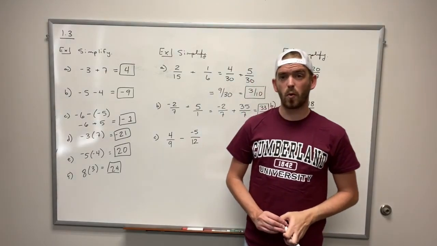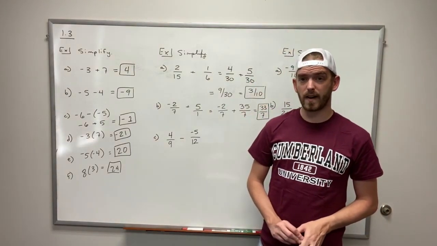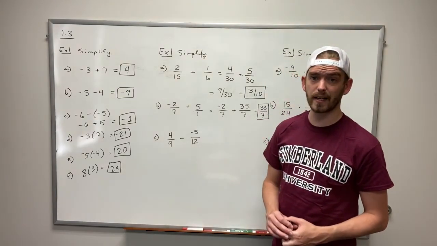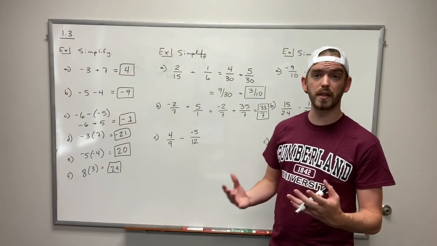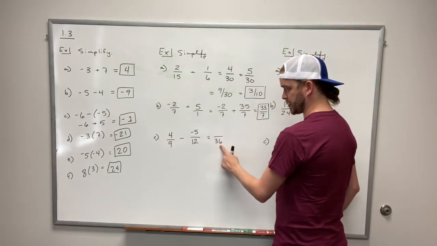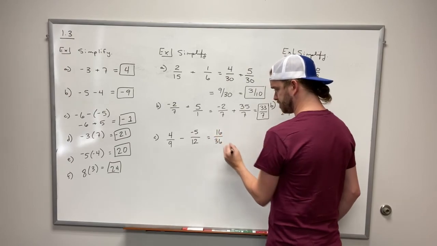Finally, we're going to work with 4/9 minus -5/12. We need to find a common denominator for 9 and 12. That's going to be 36. So 9 times 4 gives us 36. 4 times 4 gives us 16.